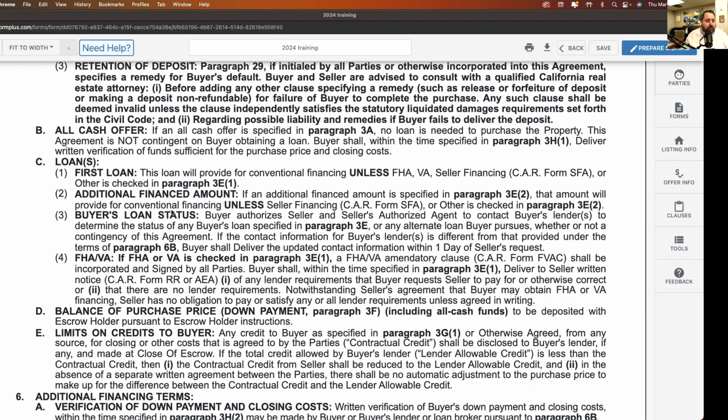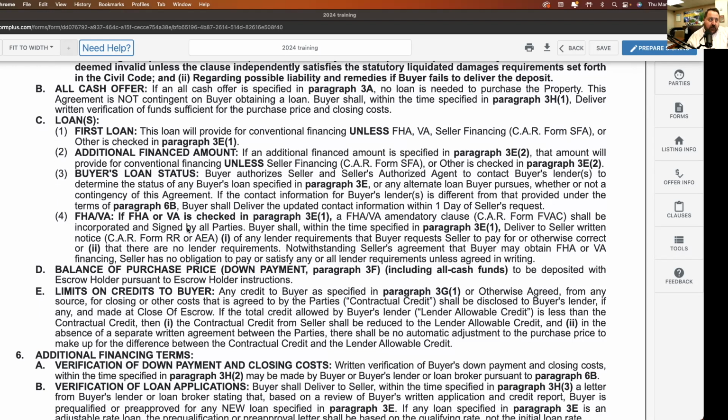Balance of purchase price, down payment, including all cash funds, to be deposited with escrow holder pursuant to escrow holder instructions. Very straightforward. This is where we talked about credits a couple weeks ago. Limits on credits to buyer. Any credit to buyer as specified in paragraph 3G1 or otherwise agreed from any source for closing or other costs that is agreed to by parties, contractual credit, shall be disclosed to buyer's lender, if any, and made at close of escrow. If the total credit allowed by buyer's lender is less than the contractual credit, then the contractual credit from seller shall be reduced to the lender allowable credit.